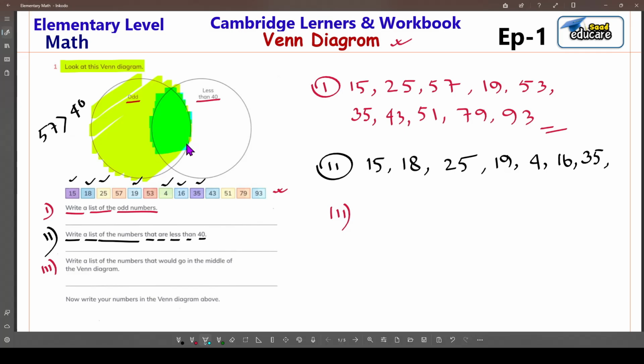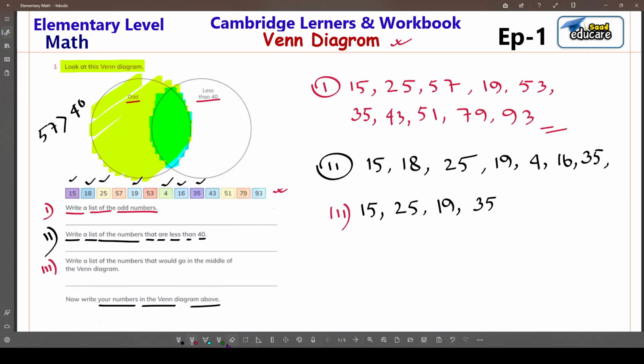40. So in this case we can write like this: 15 is an odd number and also less than 40. So we can use 15, also 25, but 57 we cannot use because this is more than 40. 19 we can use, 35 also, and that's enough, right? Okay, number 3 is also done. Now write your numbers in the Venn diagram above.